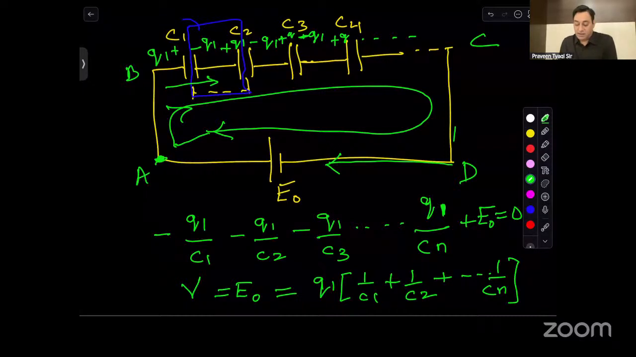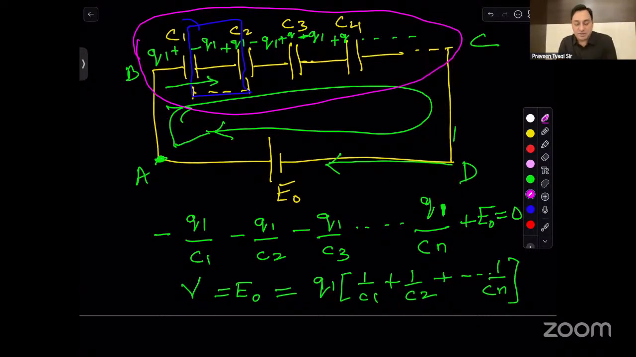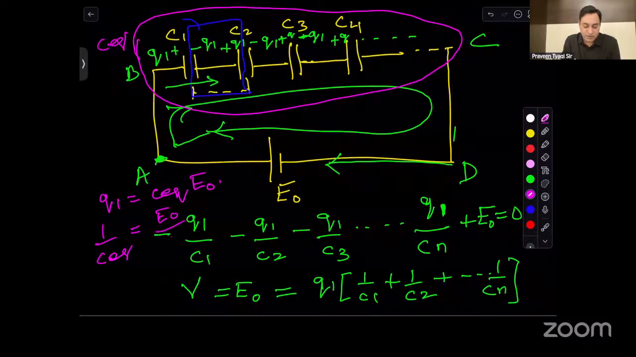Now, what is equivalent capacitance? Suppose I remove all these capacitors and replace them by one single capacitor. Then that capacitor will be equivalent to all these capacitors. Suppose that capacitance is C equivalent. What will I write? Q is equal to CV. So Q1 is equal to C equivalent into E naught. So from here, I'll get 1 upon C equivalent will be equal to E naught by Q1.